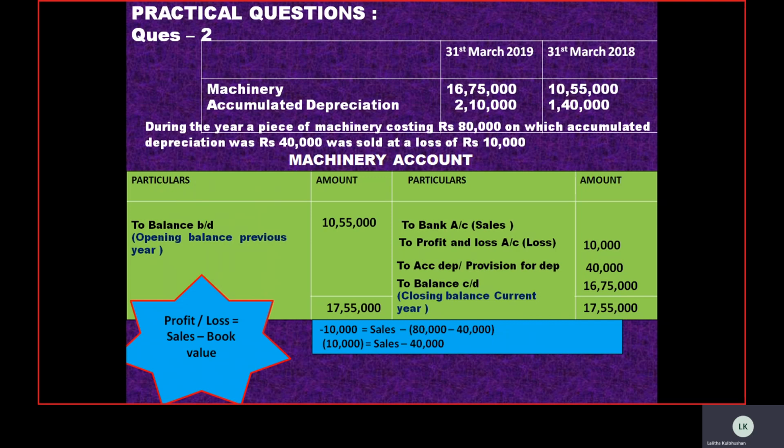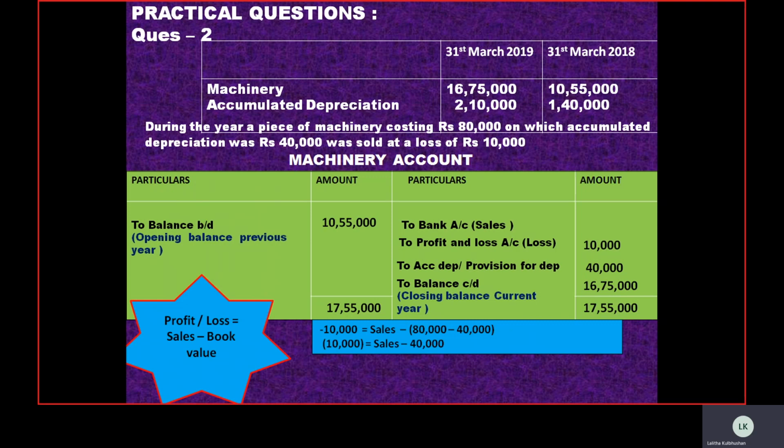Okay, so children, we are not having a profit, we are having a loss here. That's the reason in the equation you can find minus 10,000 is equal to sales minus 80,000 minus 40,000. Why is it 80,000 minus 40,000? Because 80,000 is the cost, and 40,000 is the depreciation, and we want the book value. Hence the book value we got here is 40,000.